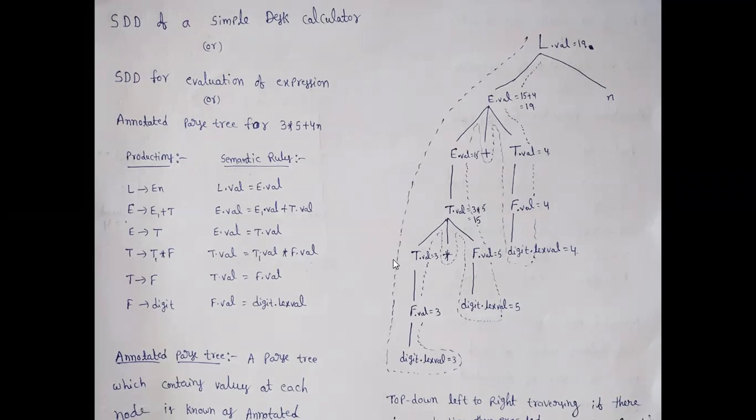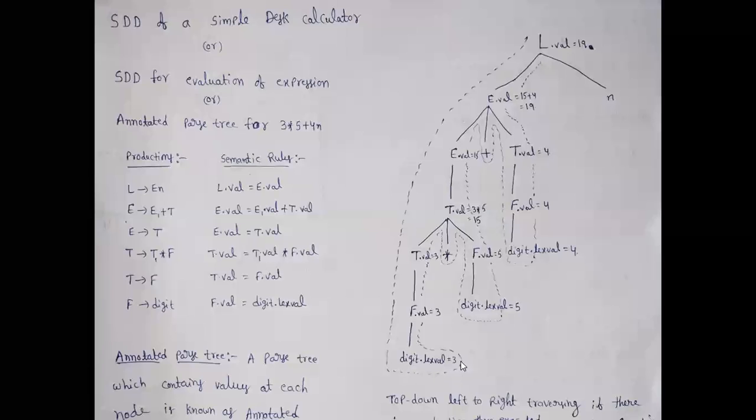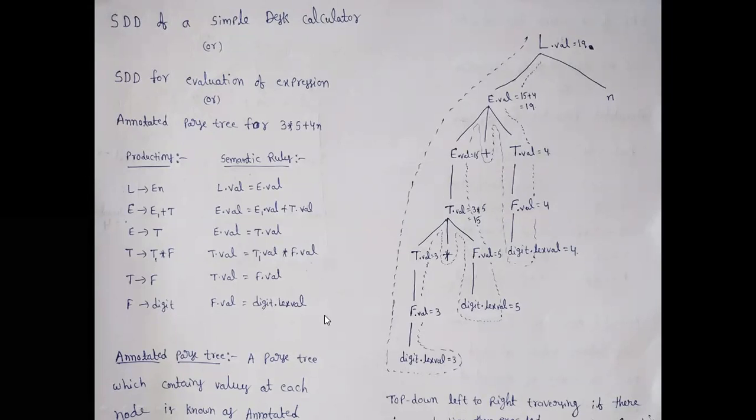So we came from here to here first. Here digit.lex value is equal to 3. So this is a reduction. From here we have to go this way. So this is a reduction, and this value is assigned to F.value. So then only we are writing F.value is equal to 3. Then we are moving this way. So here F.value is equal to 3.